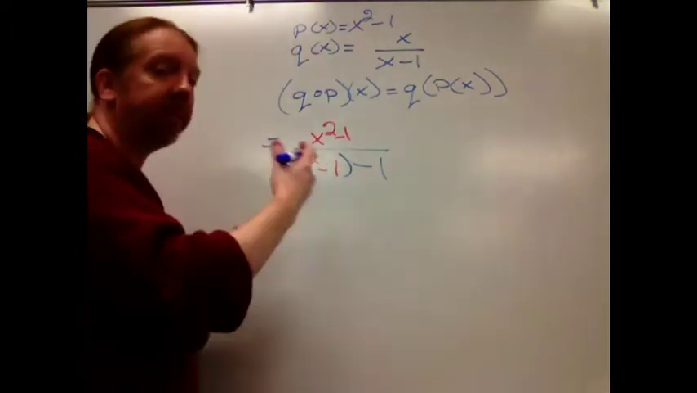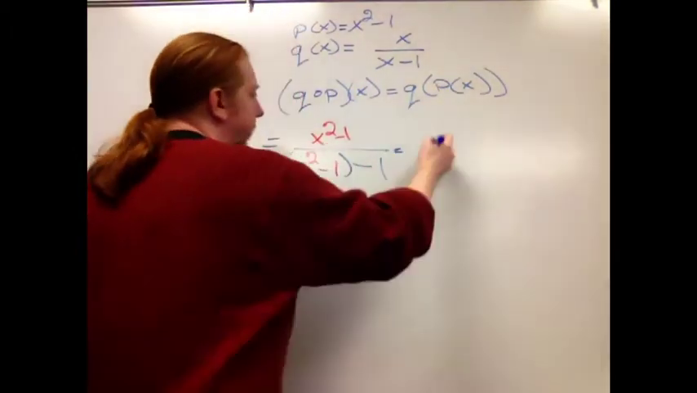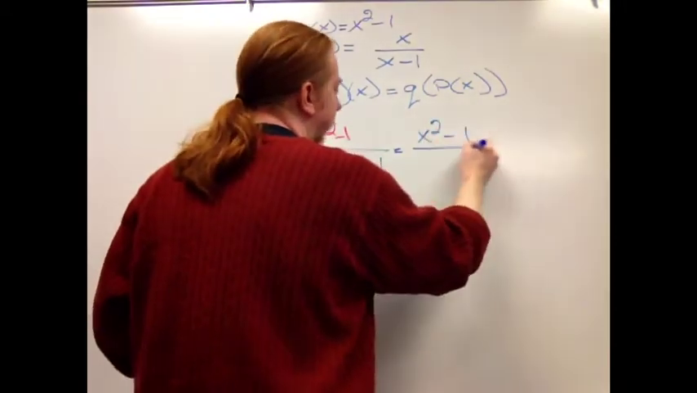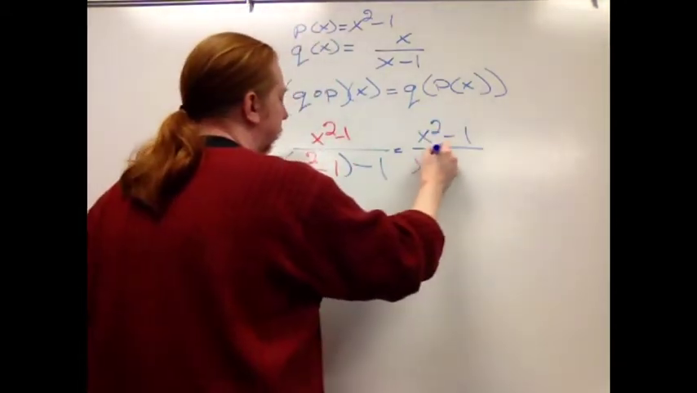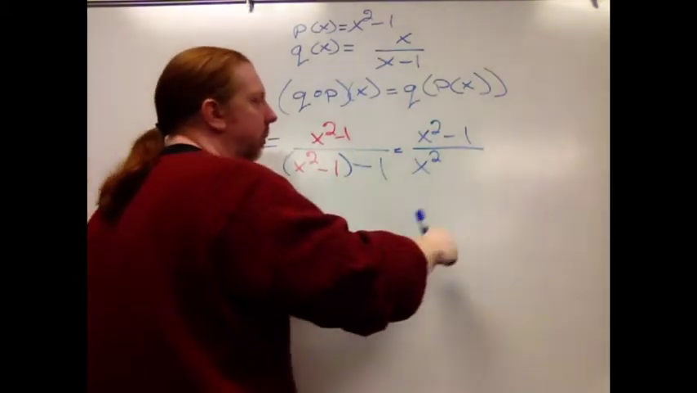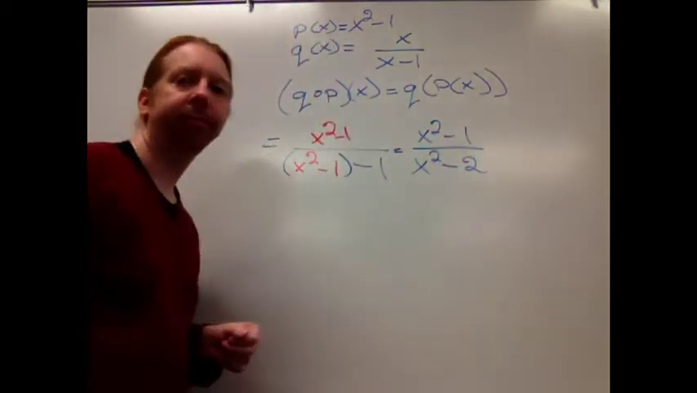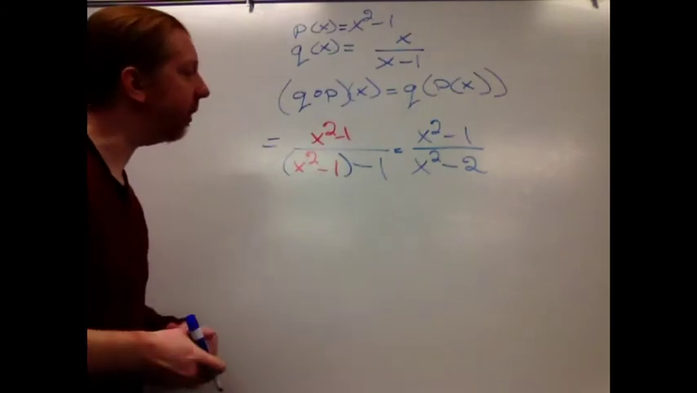Plugged it in, now I simplify, which gives me x squared minus 1 over x squared minus 1 minus another 1 is now minus 2. And that would be my resulting composite.